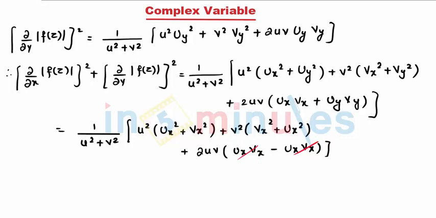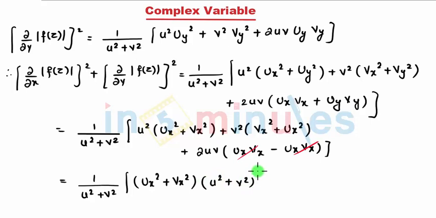So I get finally 1 divided by u square plus v square. Here I can take ux square plus vx square as common. So another factor I'll be getting is u square plus v square, which can get cancelled with this term, and finally I get ux square plus vx square, which is nothing but mod of f dash of z the whole square, and I can say that is the RHS.